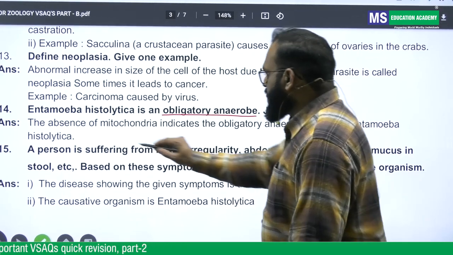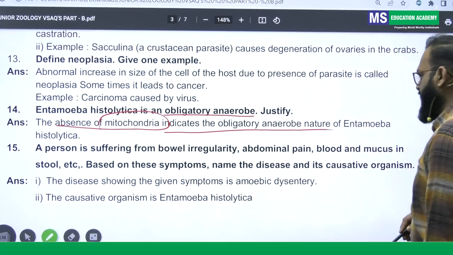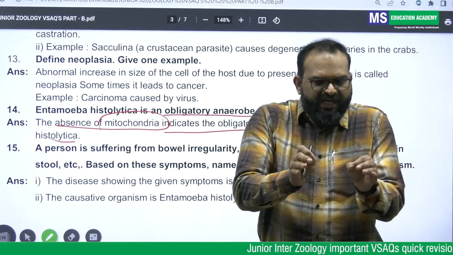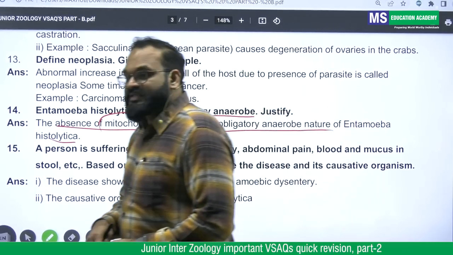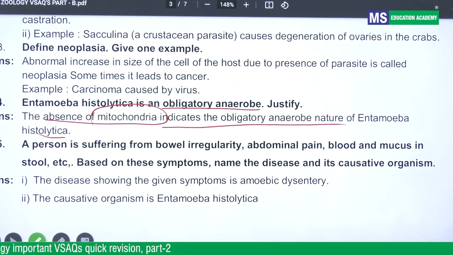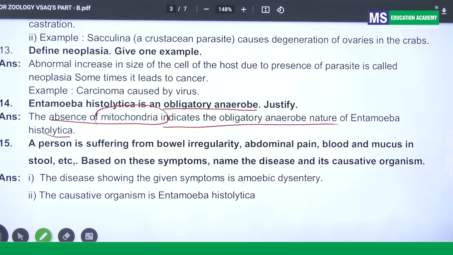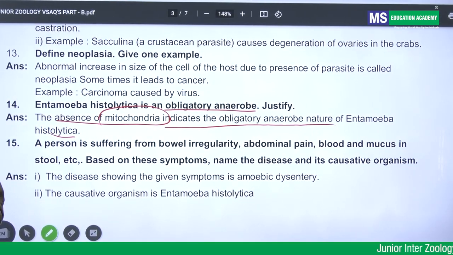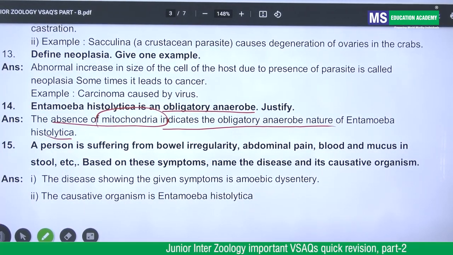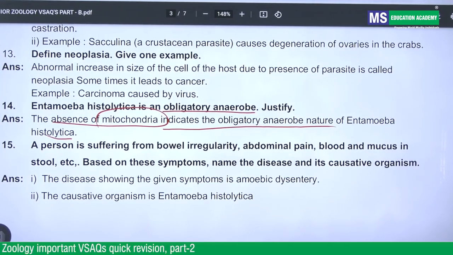Obligatory anaerobe. So why? The absence of mitochondria indicates it is an obligatory anaerobe. Then why does it have to become like that? Because it lives in the large intestine of man, where the oxygen is very less. To overcome that, it can survive even in the absence of oxygen, and mitochondria become useless. No mitochondria. Mitochondria is absent.